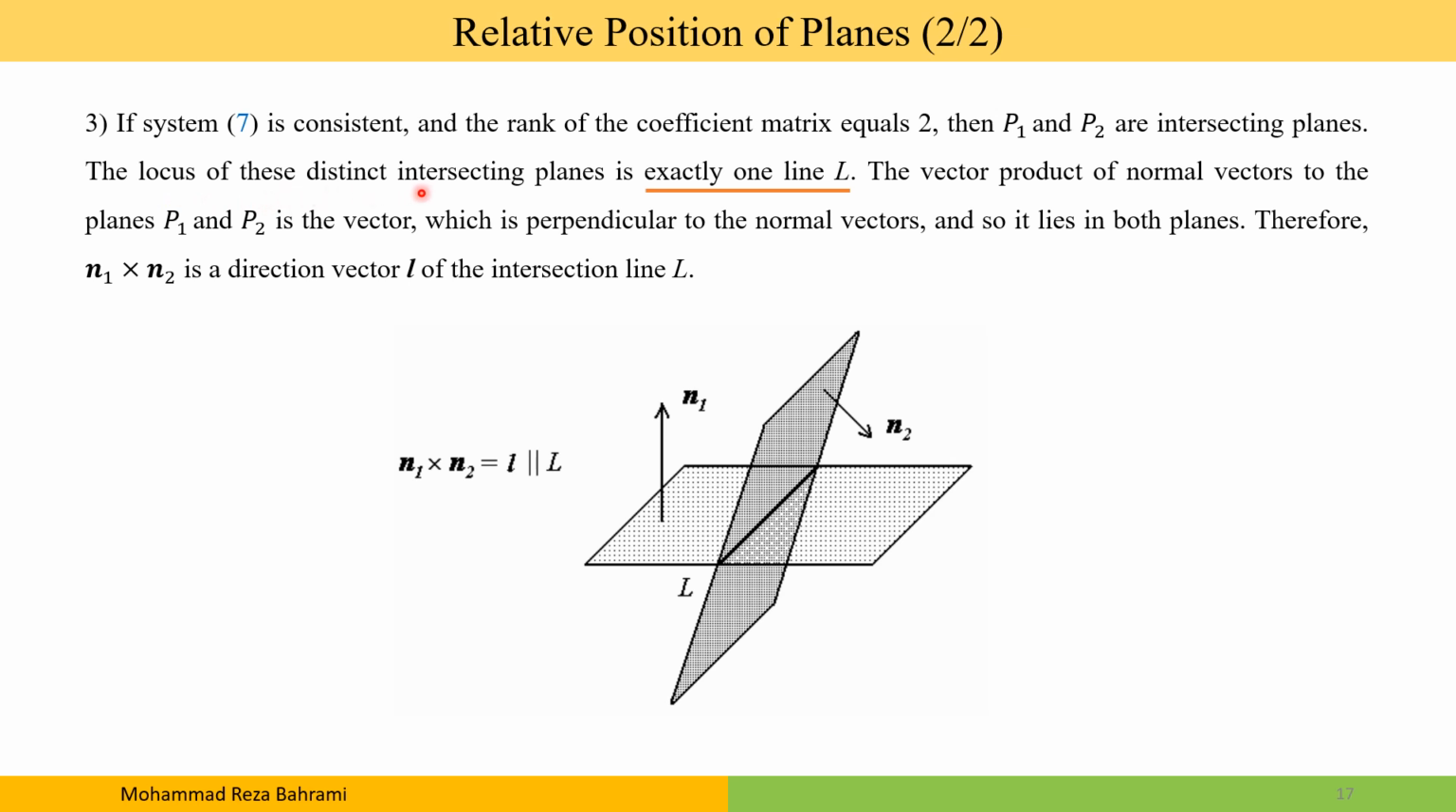The locus of these distinct intersecting planes is exactly one line. The vector product of the two normal vectors to the planes P1 and P2 is a vector which is perpendicular to the normal vectors, and so it lies in both planes. Therefore, the vector product of these two normal vectors is a direction vector of the intersection line L. So if you want to find the intersection line, you can find its direction vector by the vector product of the two normal vectors.